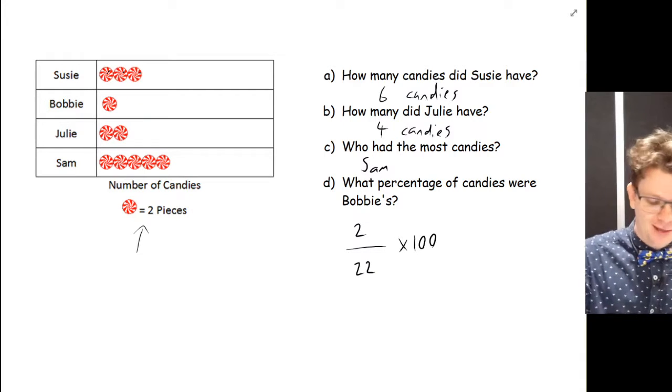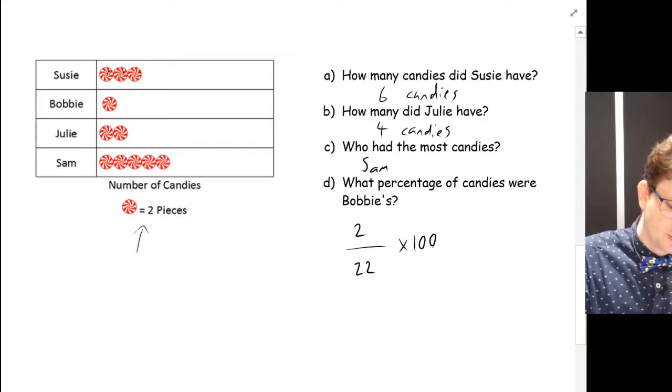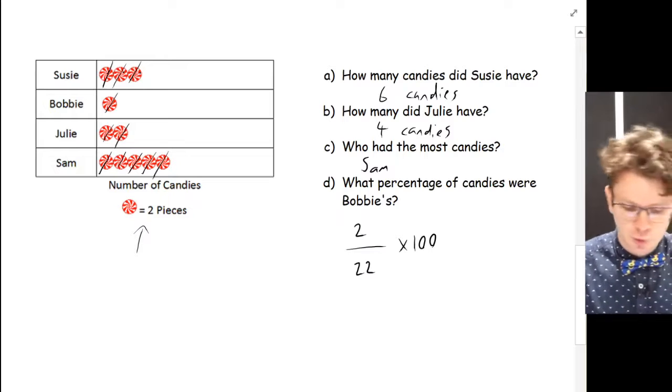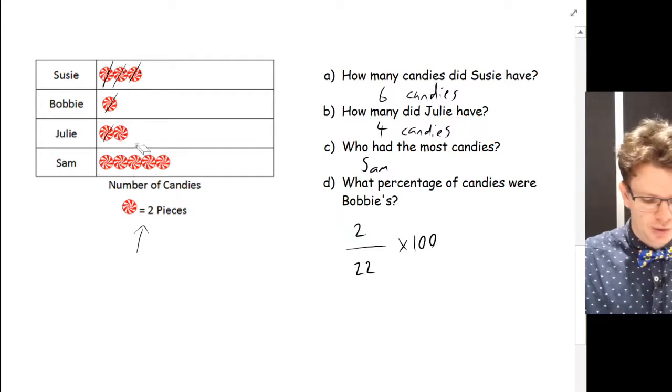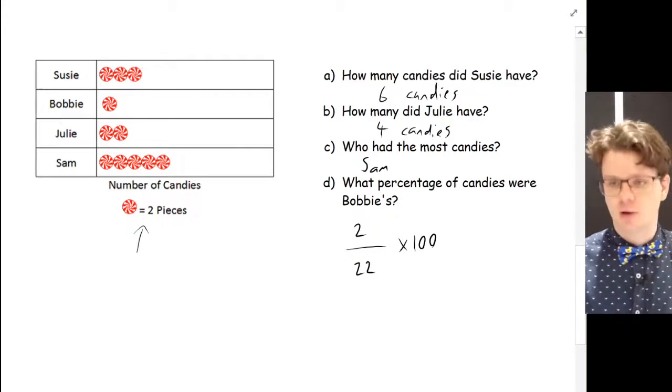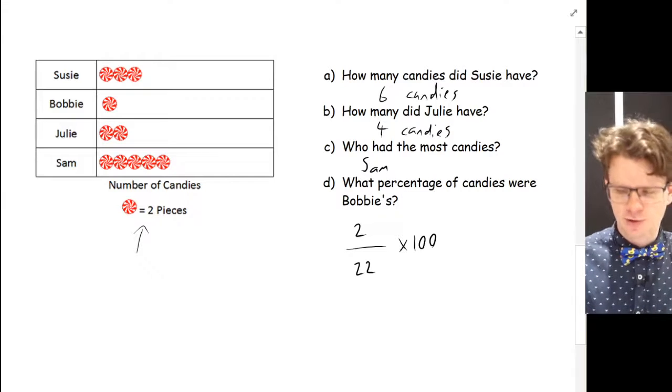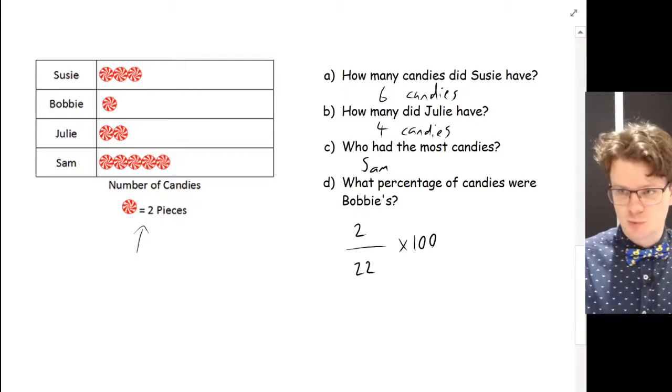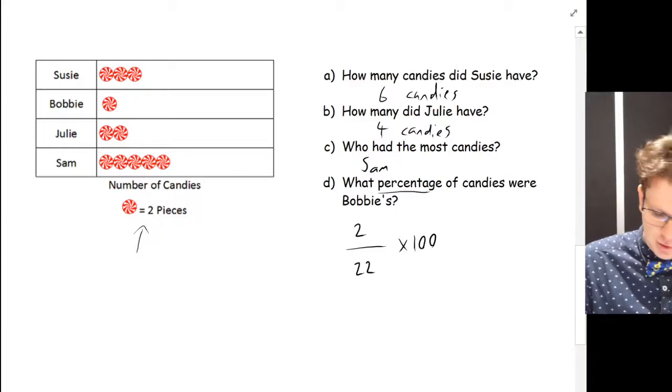Well, it's coming from the fact that in total there are 2, 4, 6, 8, 10, 12, 14, 16, 18, 20, 22 in total. There are 22 bits of candy in total. So the whole is 22. Why multiply by 100? Because we're finding a percentage.